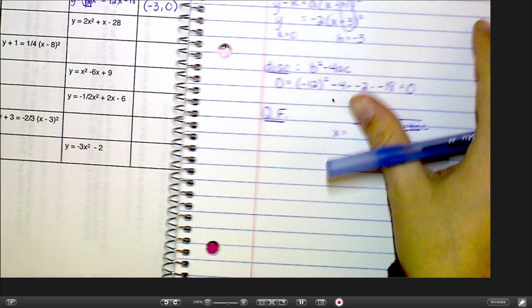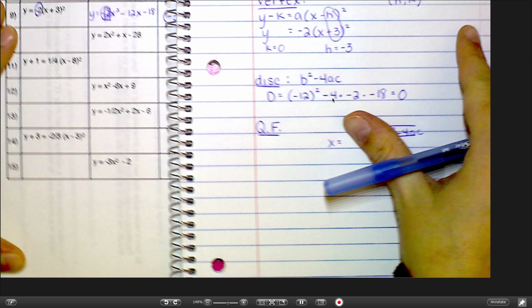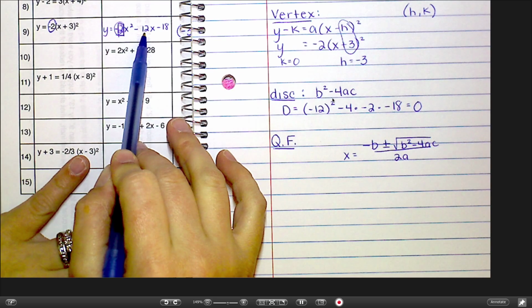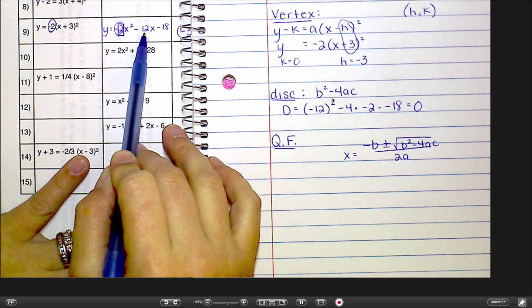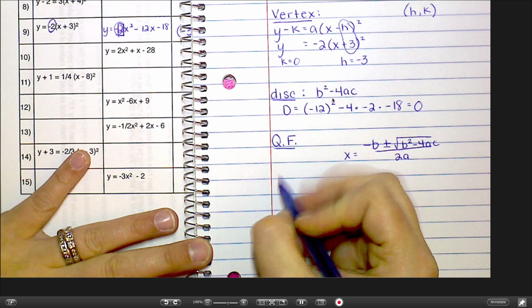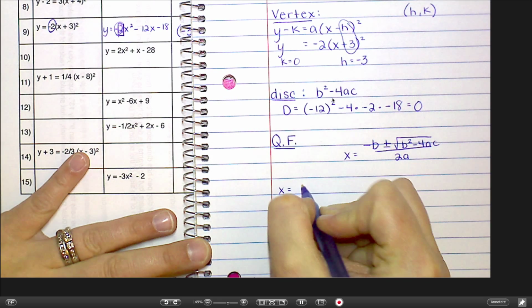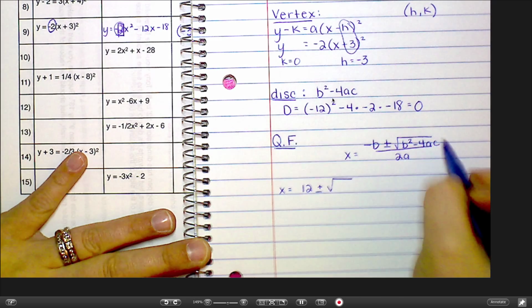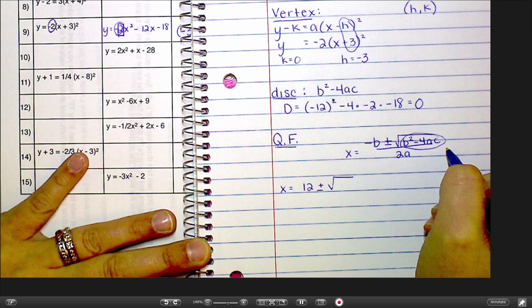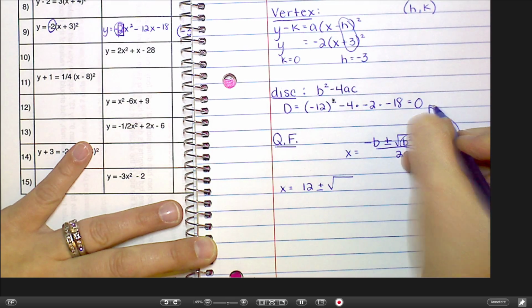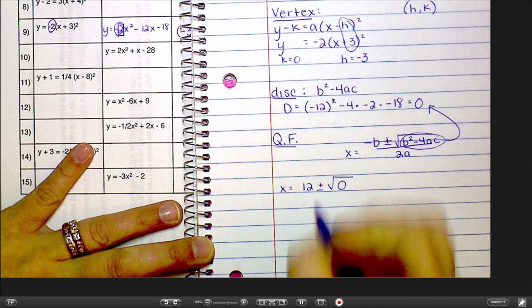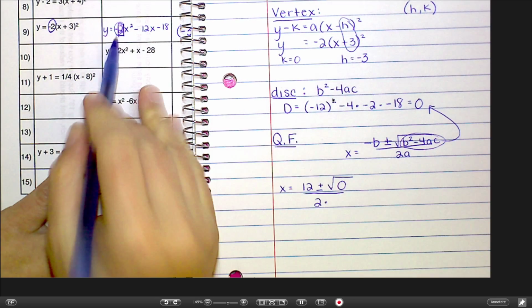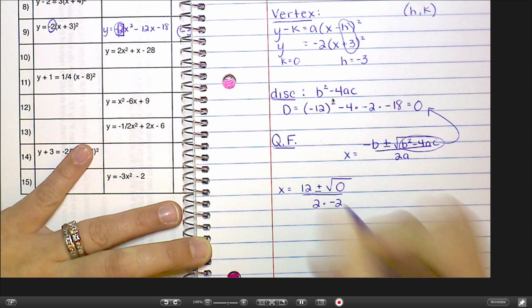Okay, let's look at our equation here. Negative b, my b is negative 12. So if I make my negative 12 negative, that's going to be positive 12, plus or minus the square root of what? 0, because I already found this. This b squared minus 4ac, I did that right here. So I can just plug in 0 for that whole thing, all over 2 times my a value, which is negative 2.